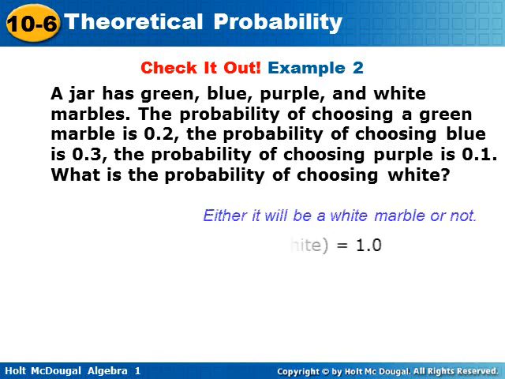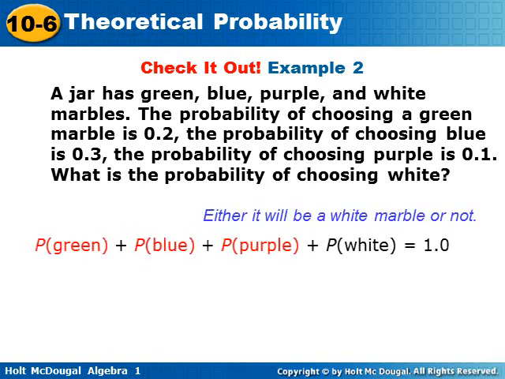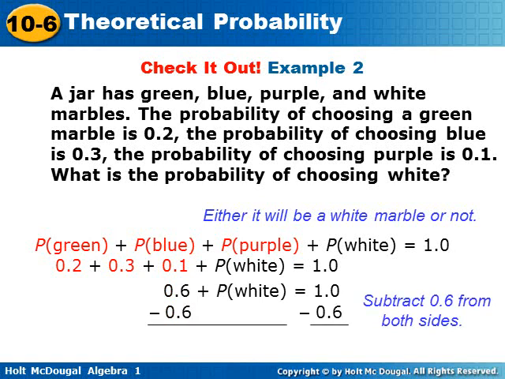So either it will be a white marble or not. So we have the probability of green plus the probability of blue plus the probability of purple plus the probability of white equaling 1. So the green was 0.2 plus the blue, which is 0.3, plus the purple, which is 0.1, plus the probability of white, which is what we're trying to figure out, is going to equal 1. So we get 0.6 plus the probability of white equaling 1. We subtract 0.6 from both sides, and that gives us that the probability of drawing a white marble will be 0.4.